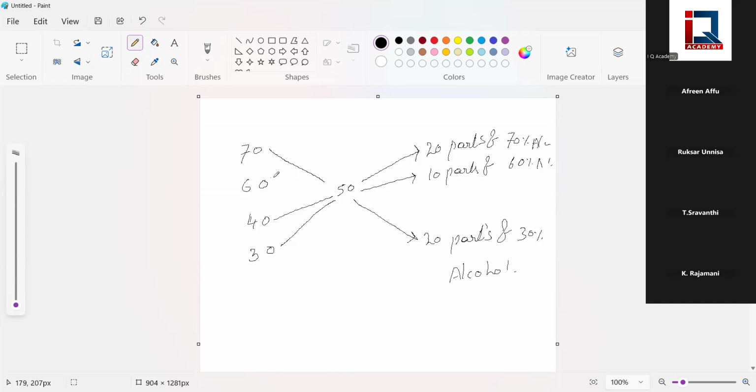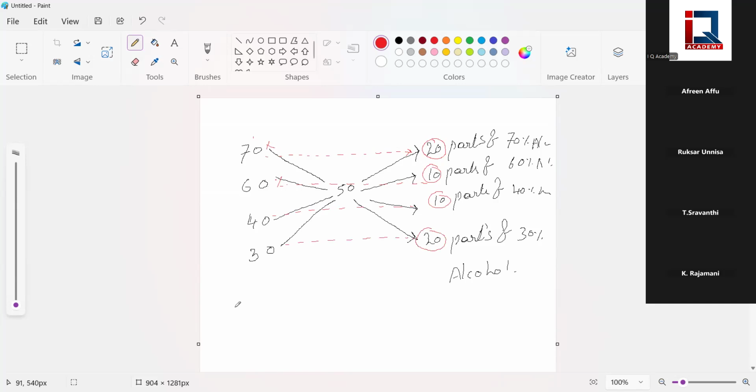Next, 60 minus 50. 10 parts of 40% alcohol. Okay. So put dotted lines like this, if you understand. 70% alcohol is taken 20 parts. 60% alcohol is taken 10 parts. 40% alcohol is taken 10 parts. 30% alcohol is taken 20 parts.